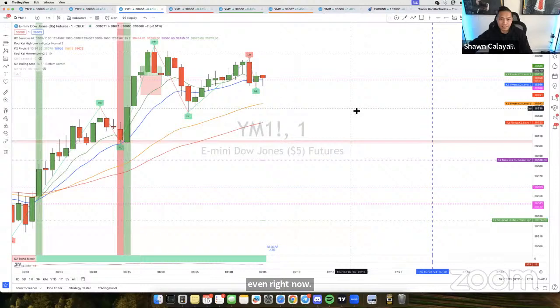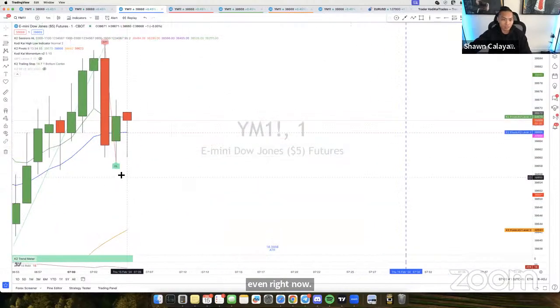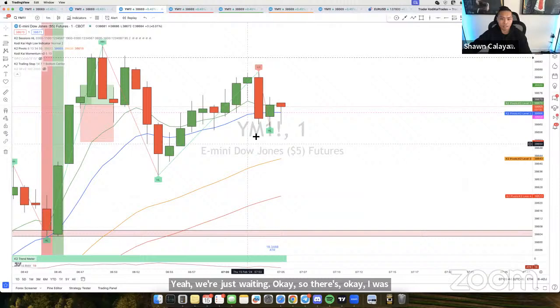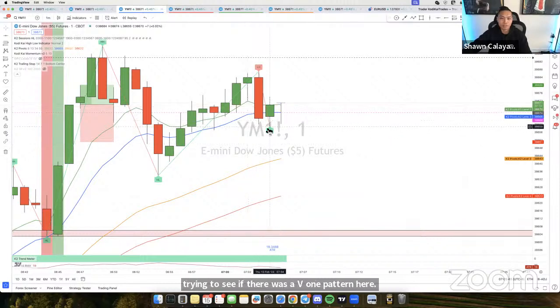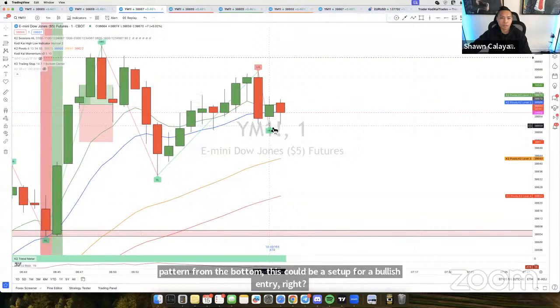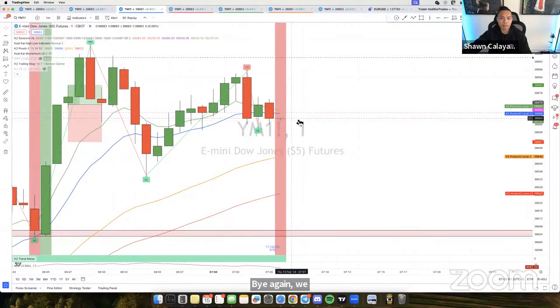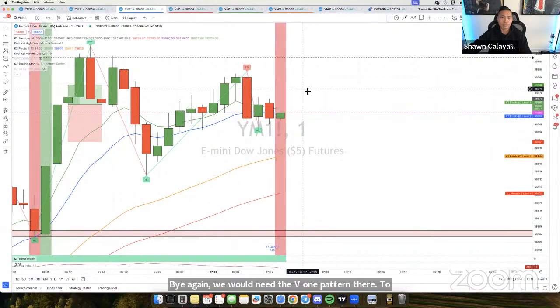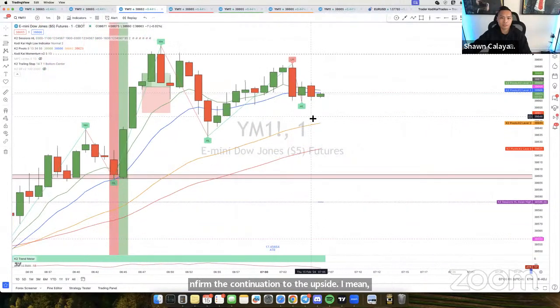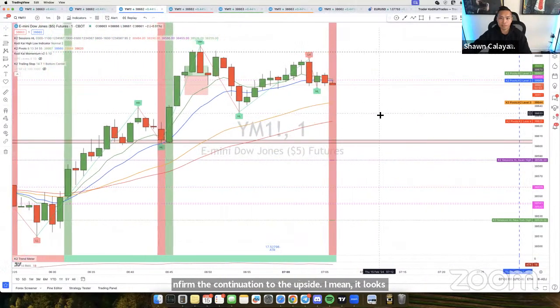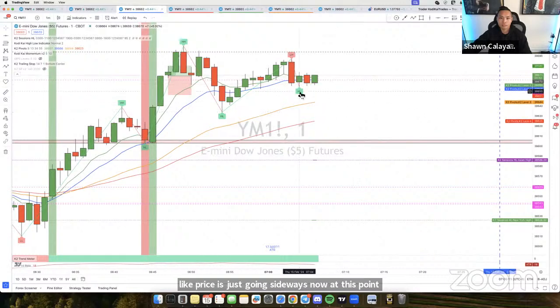And we're just waiting. Okay, so I was trying to see if there was a V1 pattern here. I think the key thing to look out for would probably be a V1 pattern from the bottom, because if there's a V1 pattern from the bottom, this could be a setup for a bullish entry, right? For a V1 variation with confluence, or a breakout V3 continuation with confluence. But again, we would need the V1 pattern there to confirm the continuation to the upside. It looks like price is just going sideways at this point. We'll see if it establishes another low or if it just spikes right back up.